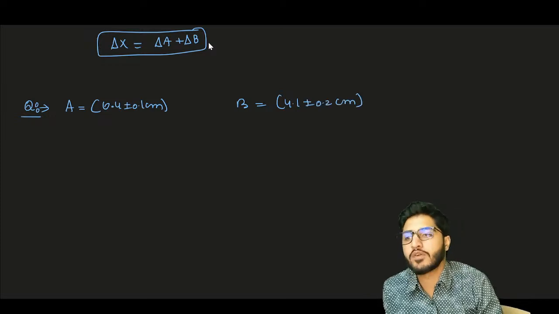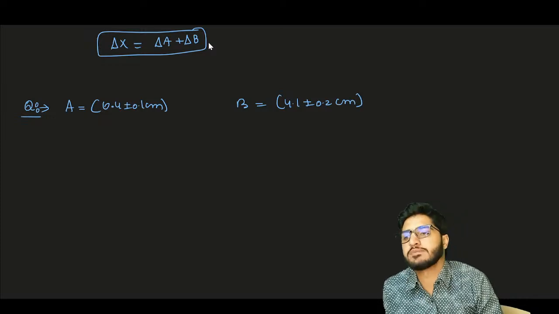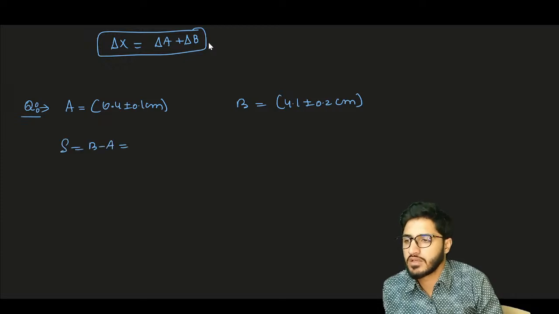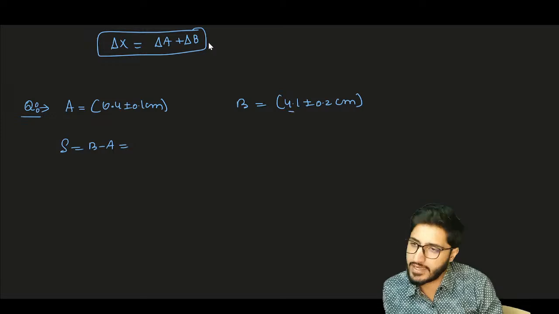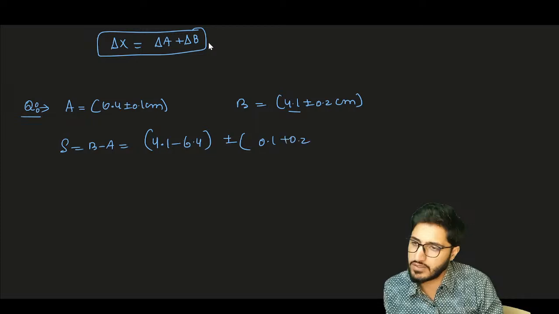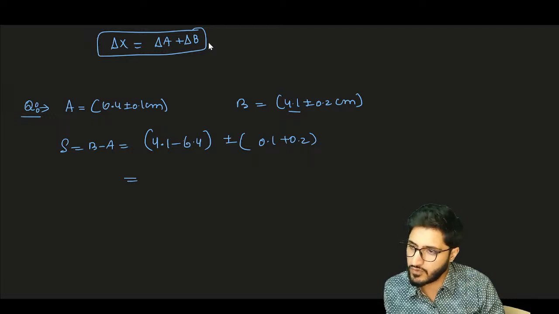I need to find out the displacement. Displacement is nothing but B minus A. I can do this one only: it is 4.1 minus 6.4. Then the errors, plus minus, only 0.1 plus 0.2. Every time my errors get added up, not subtracted. So 4.1 minus 6.4 would be equal to minus 2.3.